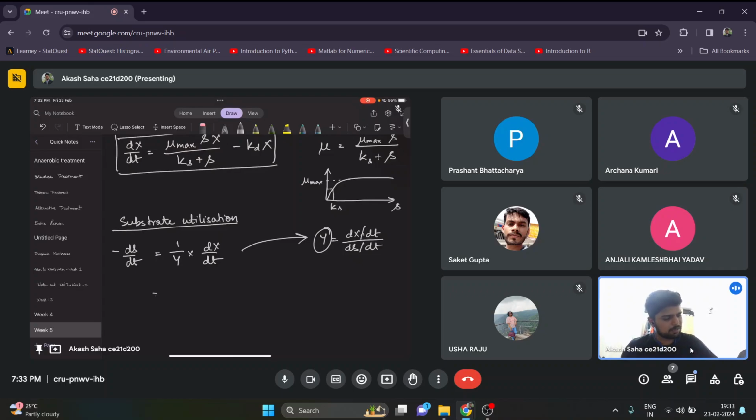And again, instead of dx by dt, I will write mu max S by Ks plus S into X. So simply, instead of mu X, I have written mu max S by Ks plus S into X. So this was about the substrate utilization, minus ds by dt.